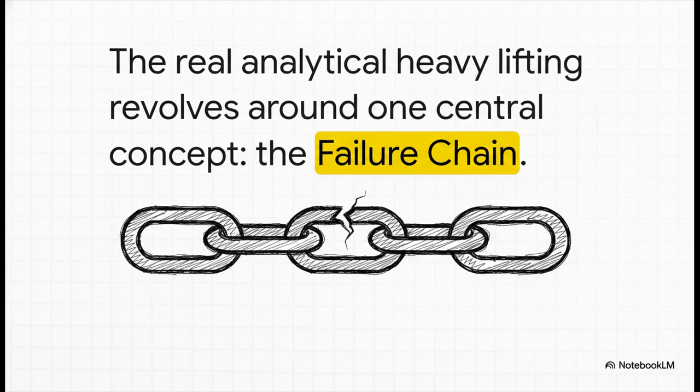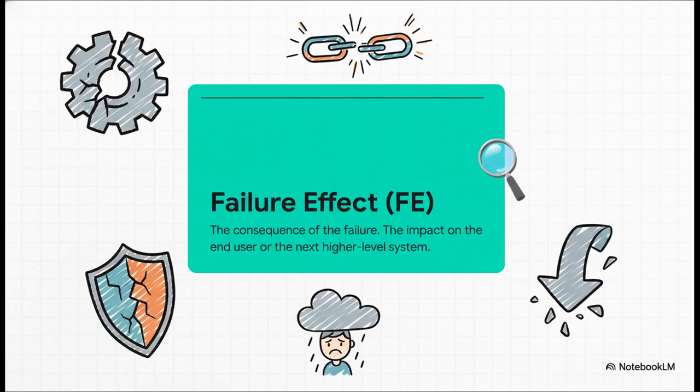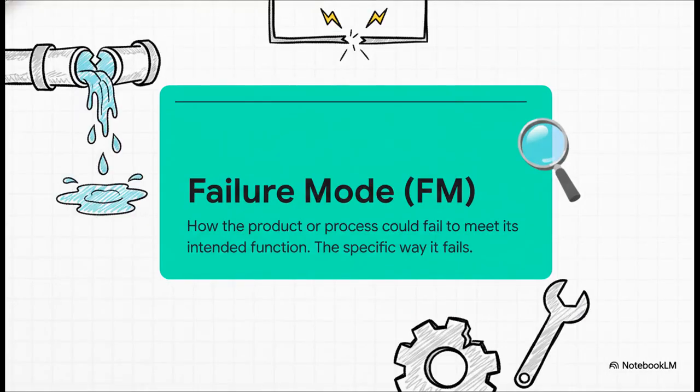Now, the absolute heart of this whole analysis, the thing that makes it all click, is a concept called the failure chain. It's a really simple but incredibly powerful way to connect the dots from the root cause of a problem all the way to its final effect. The chain always starts with the end result, the failure effect. This is the "so what" of the failure. What's the consequence for the customer? Does it create a safety issue? What's the ultimate impact?